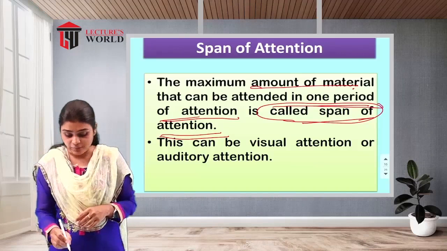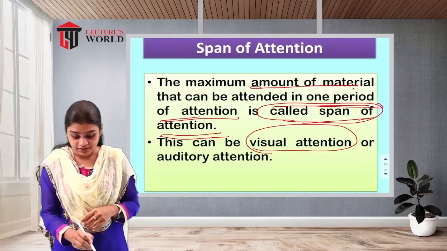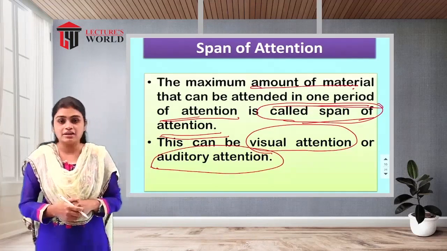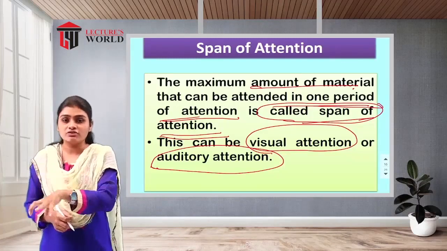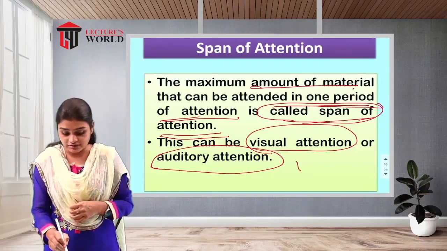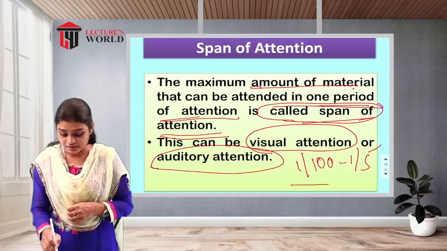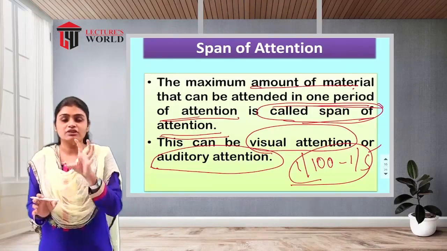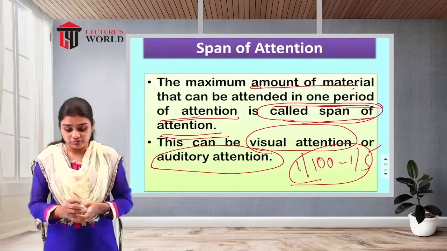Two types of span of attention we have. The first one is visual attention and the second one is auditory attention. To achieve visual attention, the time we need is 1/100 to 1/5 seconds, which is required to get a minimal visual attention and to memorize what we have visualized. So that timing is required.